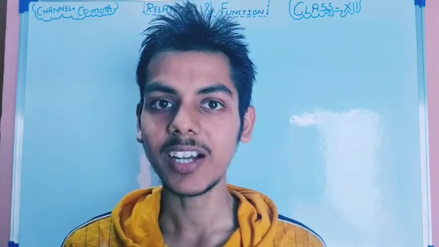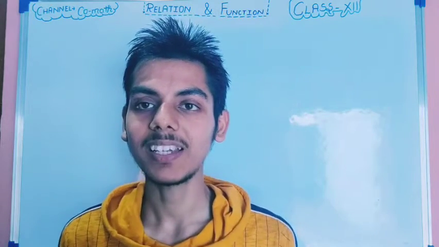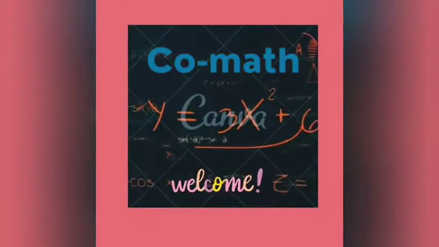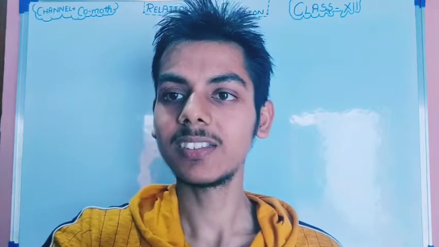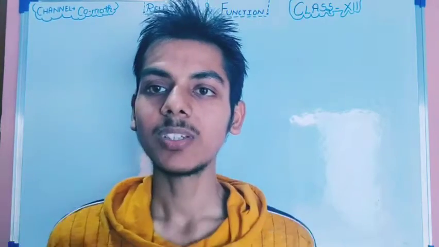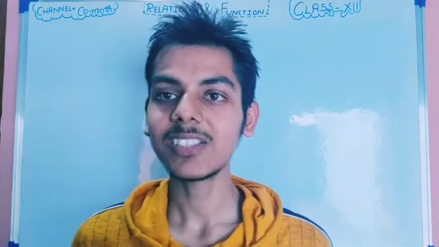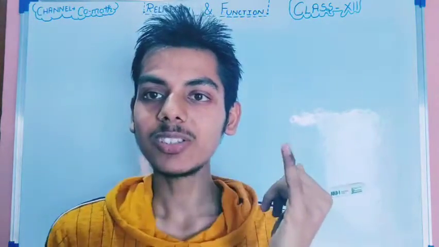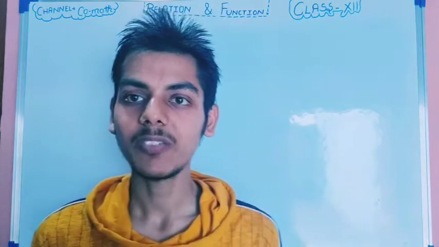So in this video I will tell you about types of function on the basis of mapping. So let's start the video. There are basically three types of functions on the basis of mapping. These are one-one, onto, and one-one and onto. Let's read about them briefly.